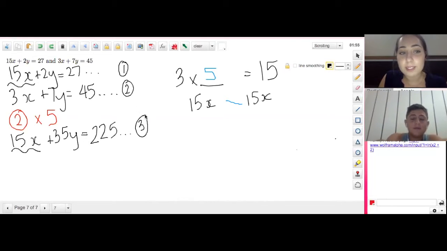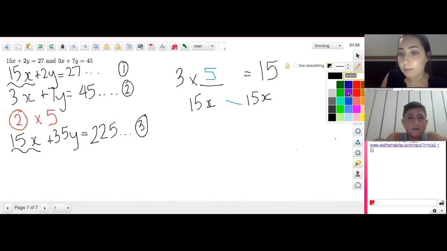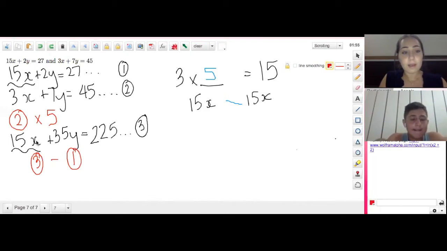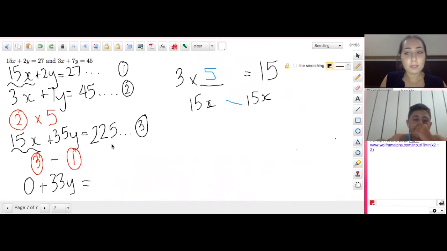What that means is we're going to subtract equation 1 from equation 3. So 15x minus 15x is 0, which is what we want. Then we have 35y minus 25y is going to give us 33y. And then we have 225 minus 27, which gives us 198.